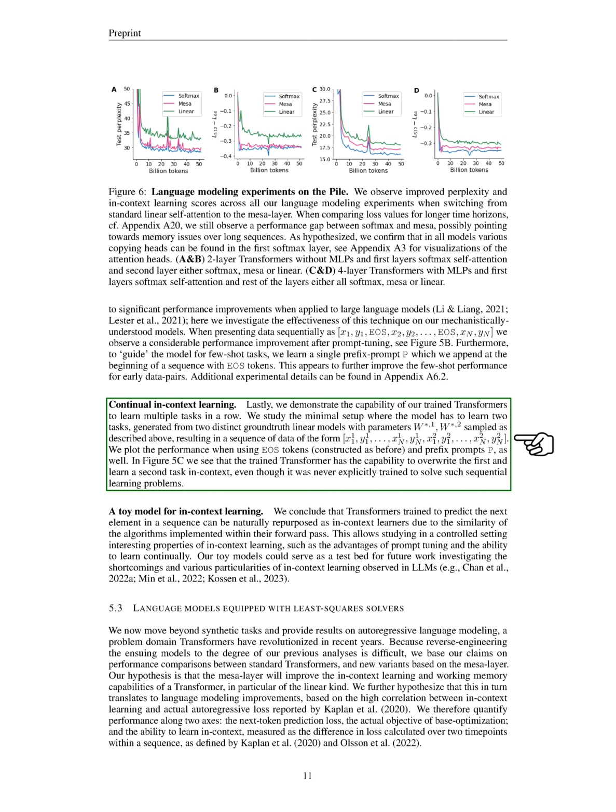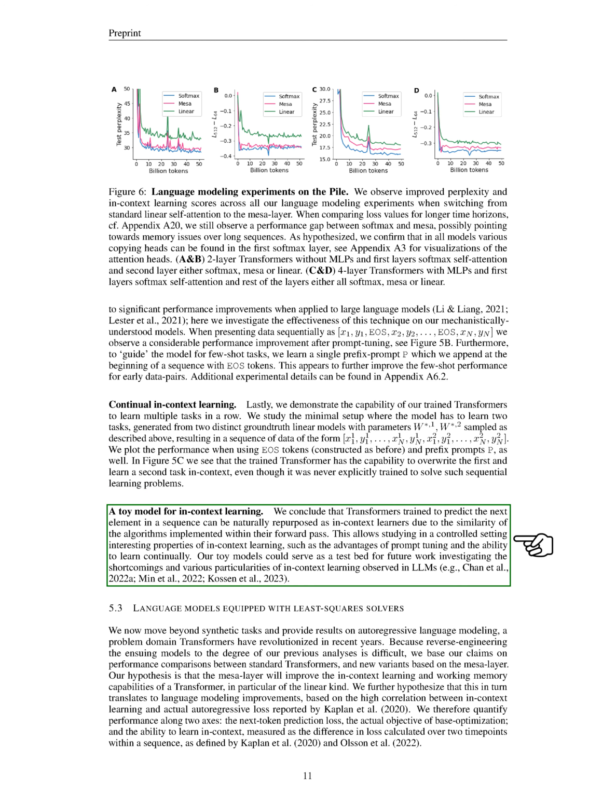Section. A toy model for in-context learning. Let's delve into a simplified model for in-context learning. We've found that transformers, which are trained to predict the next element in a sequence, can be easily adapted for in-context learning. This is due to the similarity of the algorithms they use. This opens up a controlled environment for us to explore interesting aspects of in-context learning, such as the benefits of prompt tuning and the ability to learn continually.